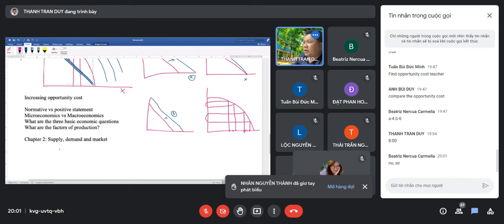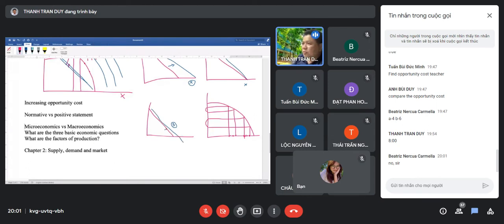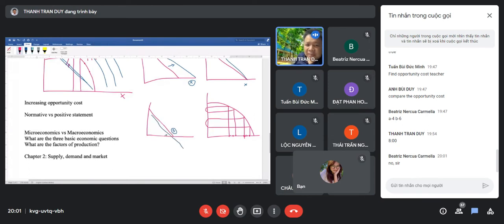Okay. Now, so far we talked about PPF already, right? Now we move on to the next topic, the difference between normative and positive one.